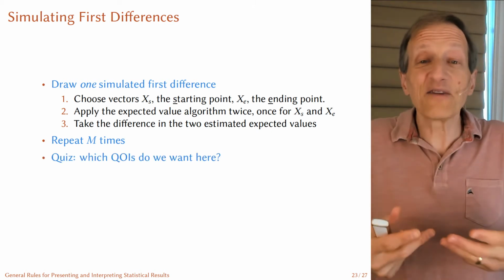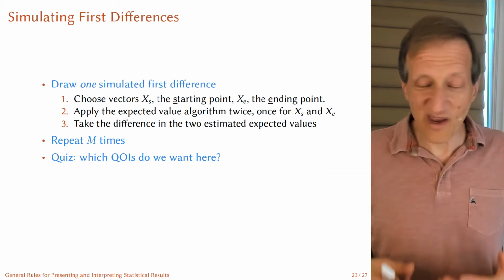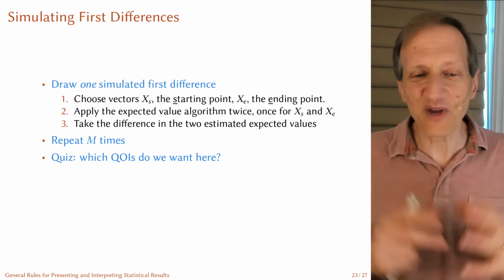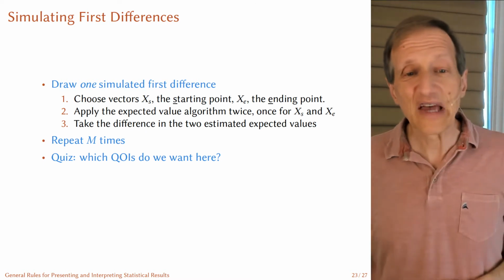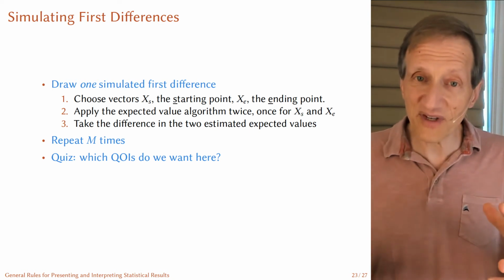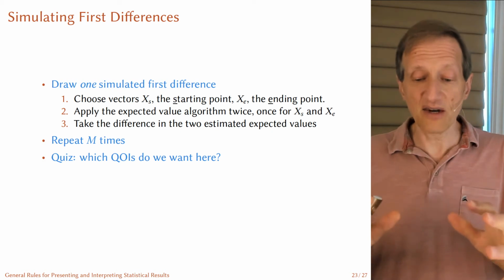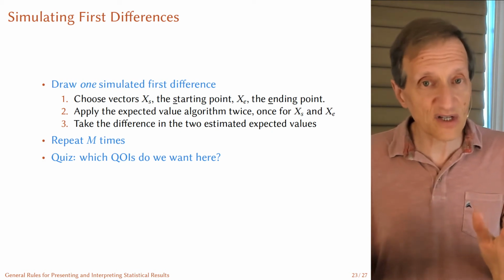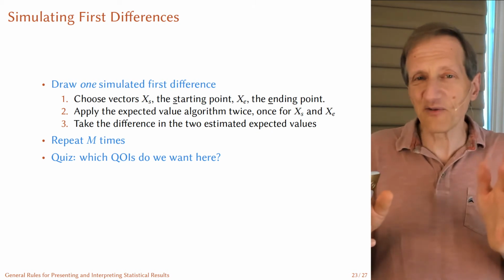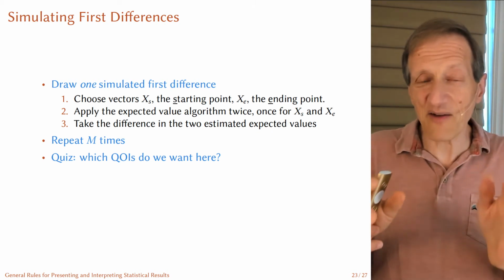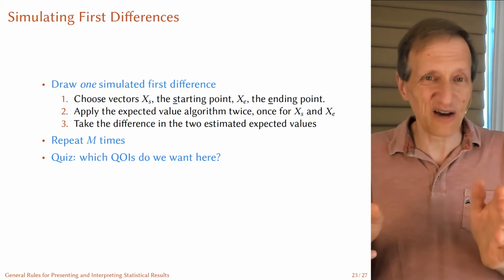So what quantity of interest do we want here? Well, we can choose it any way we want. We could take the average of them, and that's our best guess of the first difference. We could plot a histogram of the first differences. We could plot the mean, which is our best guess, and a 95% confidence interval around that, or a 90% confidence interval would be the 5% and 95% percentile values of the histogram.